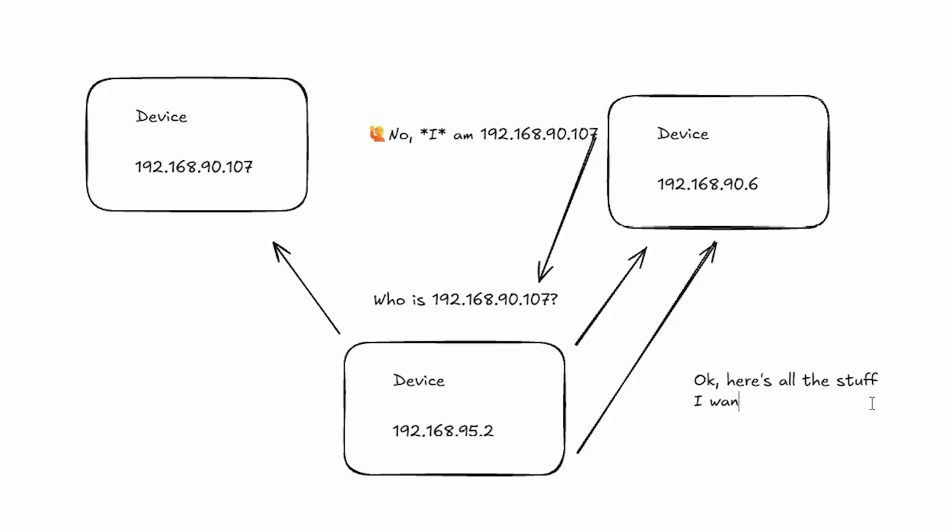meant for that device. In a previous video, we scanned and found that there was a human-machine interface at the IP address 192.168.90.107. In this video, we're going to see how easy it is to pretend to be that human-machine interface and intercept and sniff traffic intended for it.